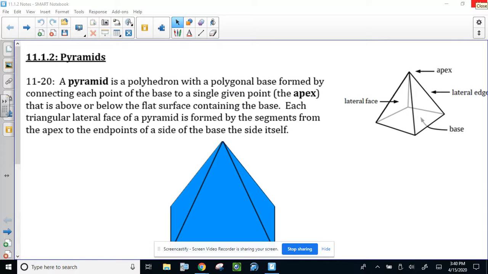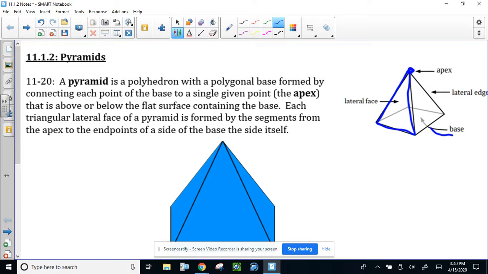So a pyramid has a point at the top called an apex, and they have their base. In this case, the base is a square. And then we have what are our lateral faces, and those would be the triangular shapes that meet at the apex.